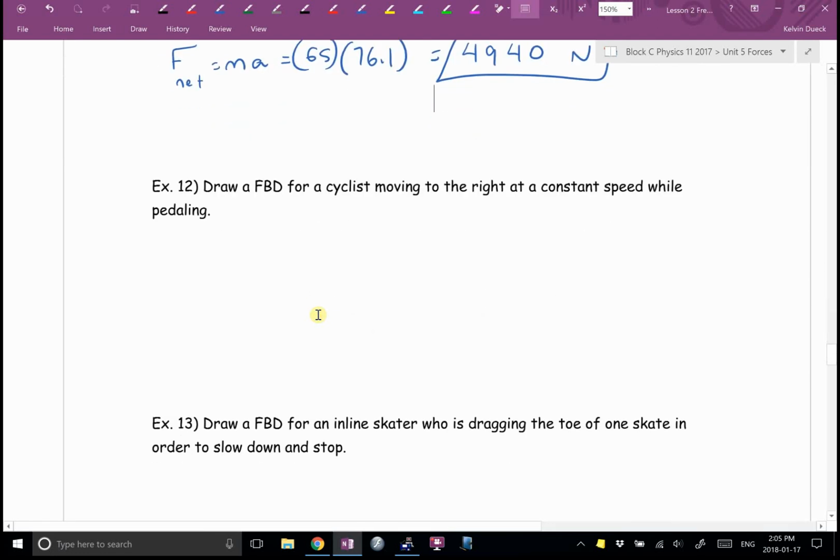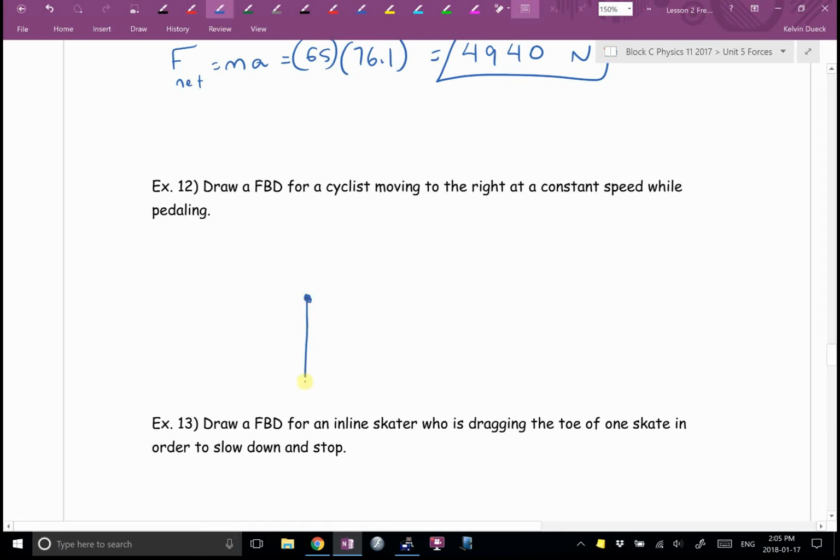Example 12. Draw, what does FBD stand for? Free body diagram for a cyclist moving to the right at a constant speed while pedaling. Okay. I guess this is definitely a job for a free body diagram. There's the cyclist. What are the forces acting on the cyclist? Get the obvious one. And by the way, cyclist and bike, we'll treat that as one big thing. Okay. What are the forces acting on it? Get the obvious one.